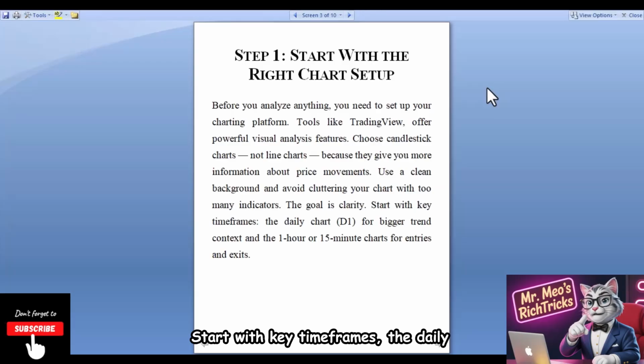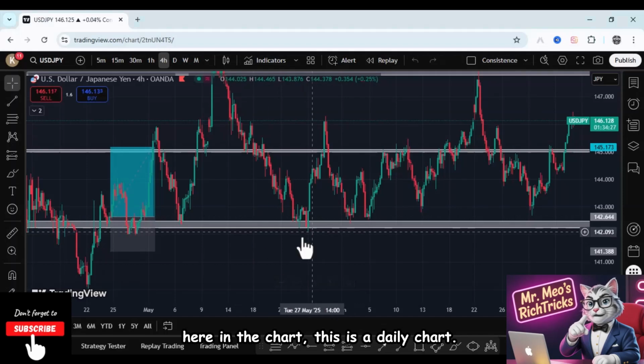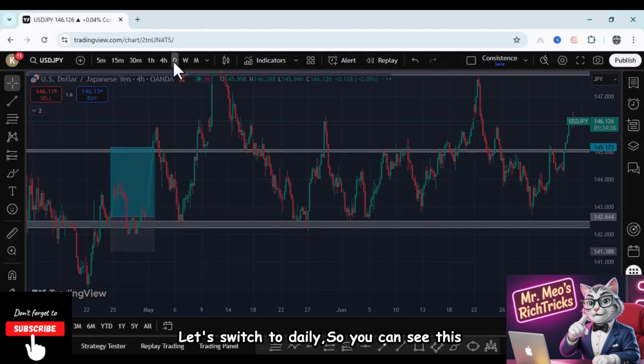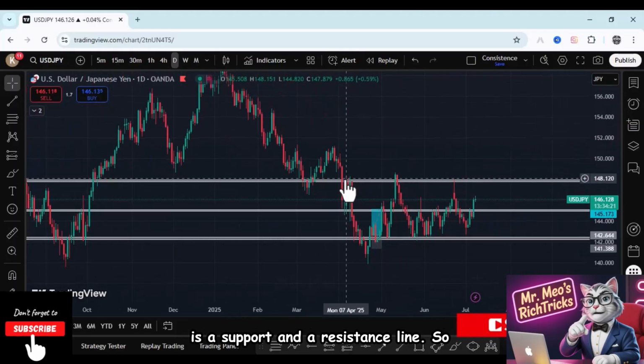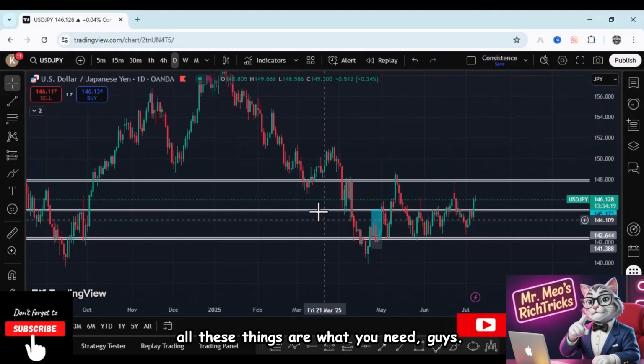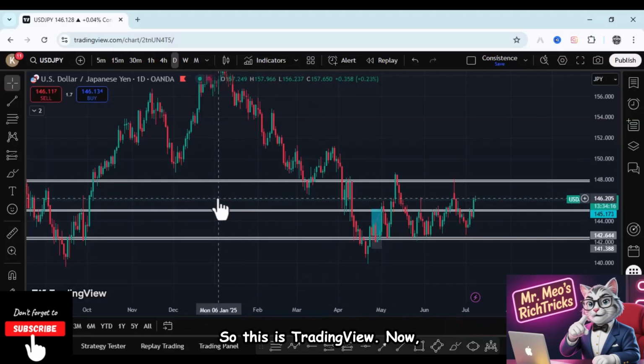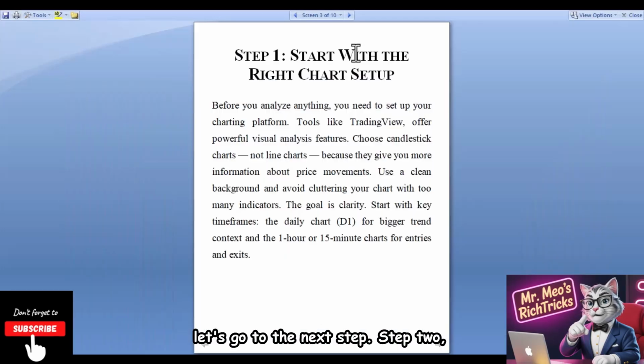Start with key time frames, the daily chart for bigger trend context and the 1-hour or 15-minute chart for entries and exits, guys. As you can see right here in the chart, this is a daily chart. Let's switch to daily, so you can see this is a support and a resistance line. So all these things are what you need, guys. So this is TradingView. Now, let's go to the next step.